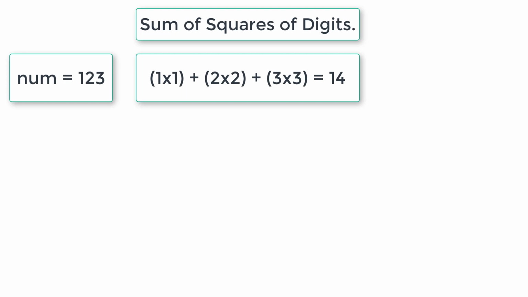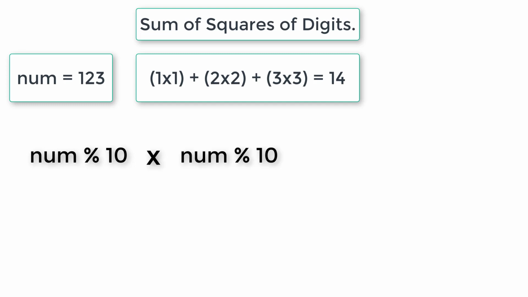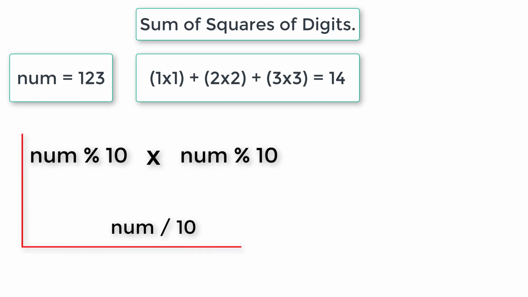So the logic is we do num modulo division 10, by which we fetch individual digits from right. To square it, we multiply it with the same logic, that is num modulo division 10. So this gives the square of individual digits. To reduce the number, we write num division 10. So we iterate through these two logics to get the final result.